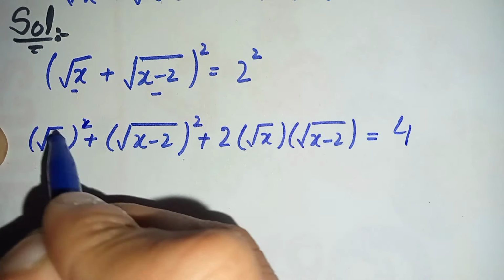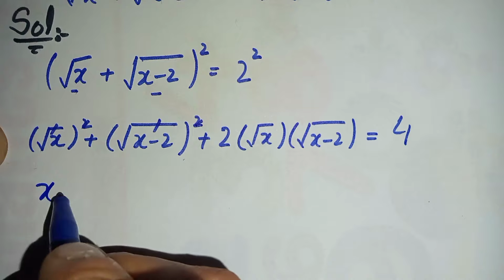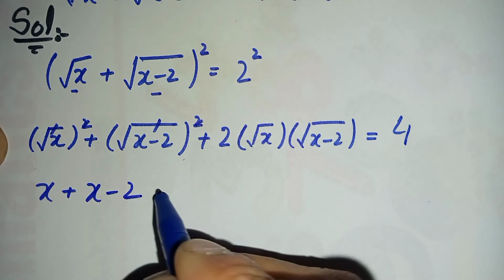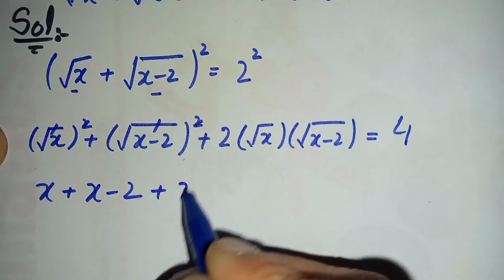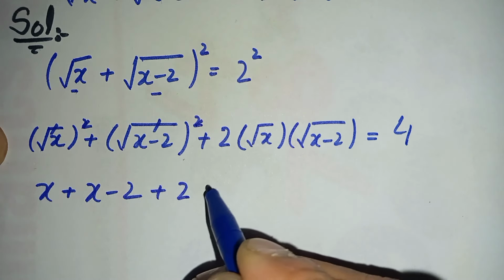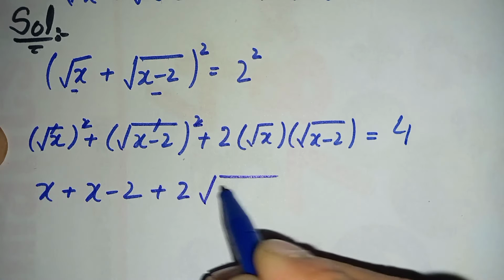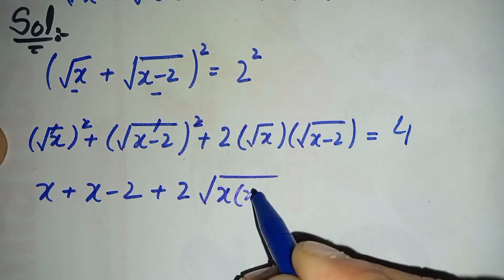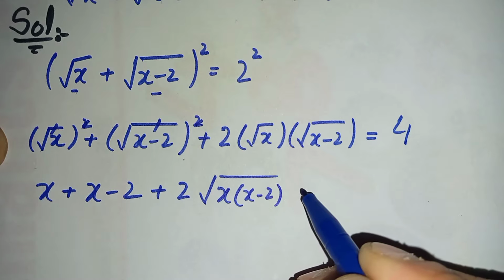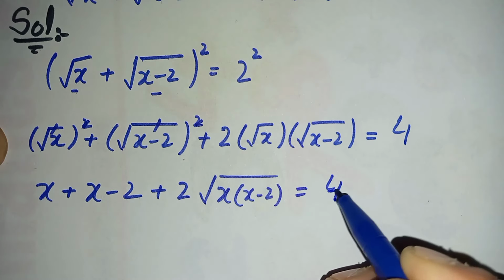Now here this square and this square root will be cancelled, this square and this square root will be cancelled. So this will become x plus x minus 2 plus 2 times, we can write these two expressions as square root of x times x minus 2, is equal to 4.